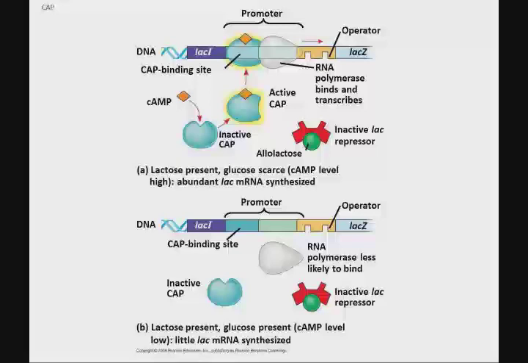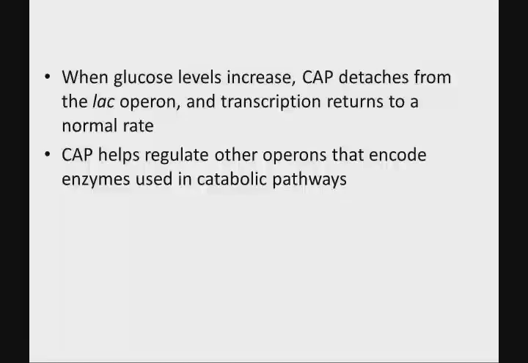All right? Now, if glucose is present, what we're going to see is no cyclic AMP around, and CAP is never activated. If CAP is never activated, we will get what's called a basal transcription level, and RNA polymerase can bind to the lac operon. And if lactose is present, the repressor won't be present, but you'll get a much, much lower level of transcription. So what we want to think about is when glucose levels increase, CAP will become inactive, and we don't get this upregulation. We've taken the bonus out of it.